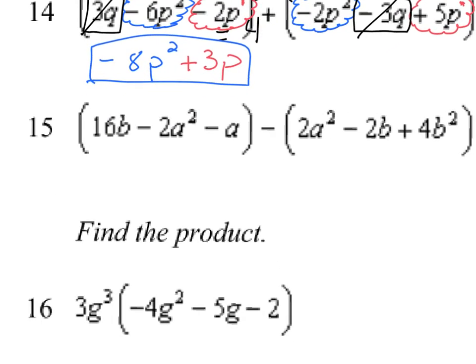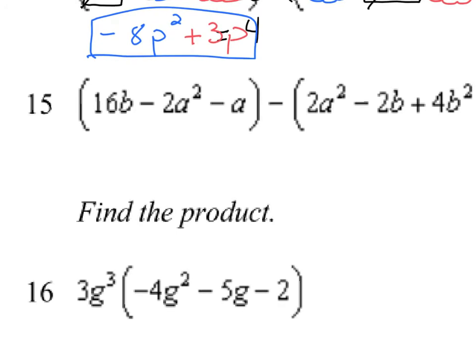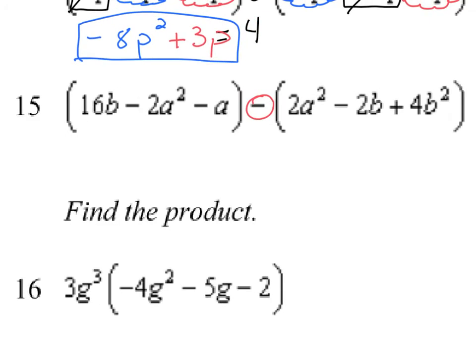And number 15, same thing, but this one you are subtracting the polynomials. So you guys have a minus in between. Every time you guys are subtracting polynomials, the first step is to distribute the negative to the second polynomial. So I'm going to do that right now. I'm going to distribute this sign times the first term, the second term, and the third term.